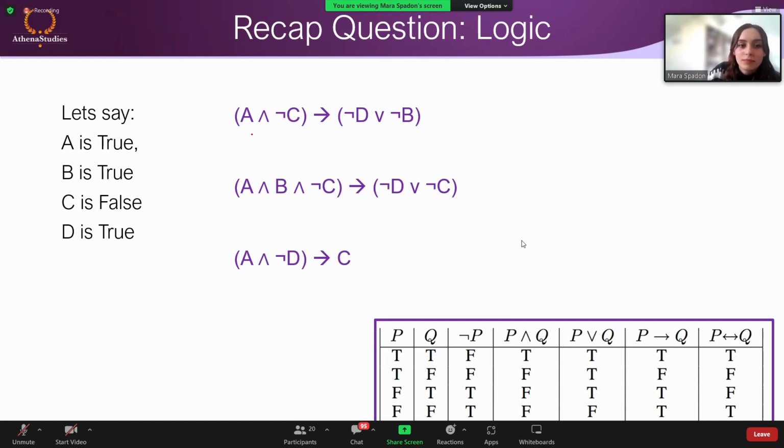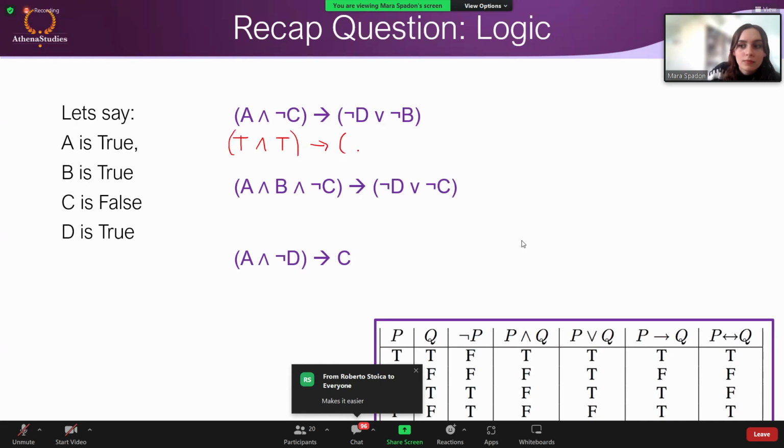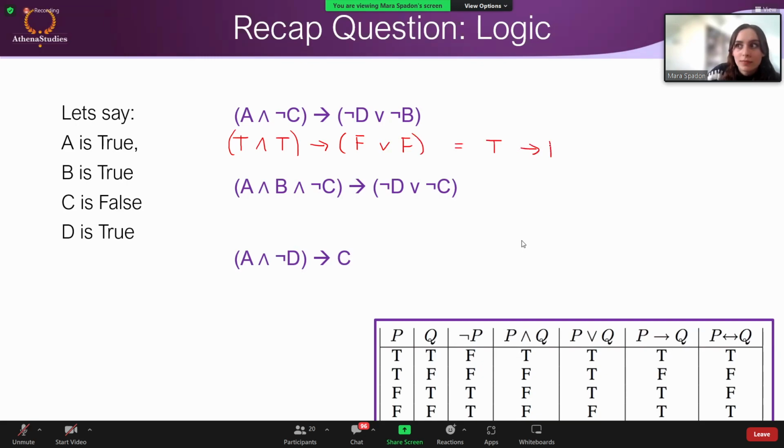We have A, which is true, and not C. So we have true. And the second one, we have not D, so we have false or not B, so false. So we have that true implies false, and that's false. Yes, exactly. Great. So indeed, as was asked in the chat, we should separate the equation to make them easier, and that's exactly what you did. So that is good. You just fill in the equations one by one, and then we go further.